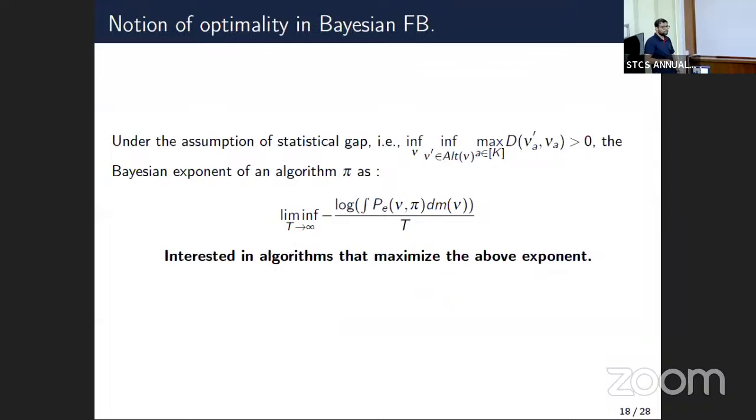When you have a prior, presumably what blows up the probability of error is means coming very close. Exactly. So how are we handling that? I'm assuming it away by taking the statistical gap. You're assuming that there is at least a small positive gap. It need not be large, it just has to be something positive.